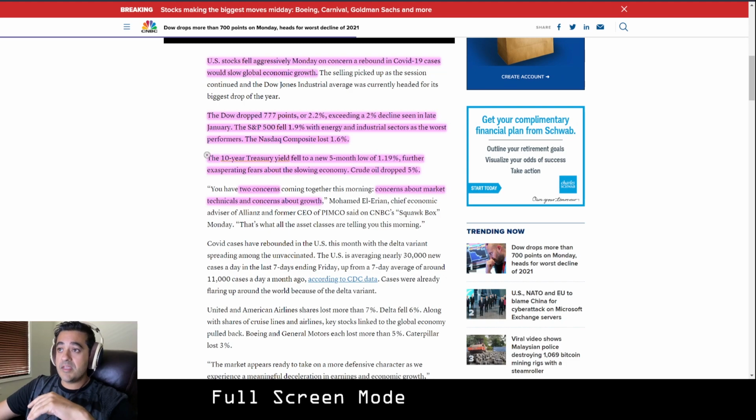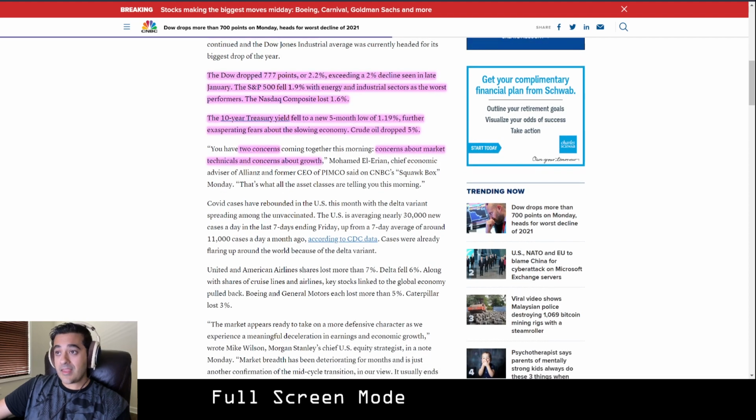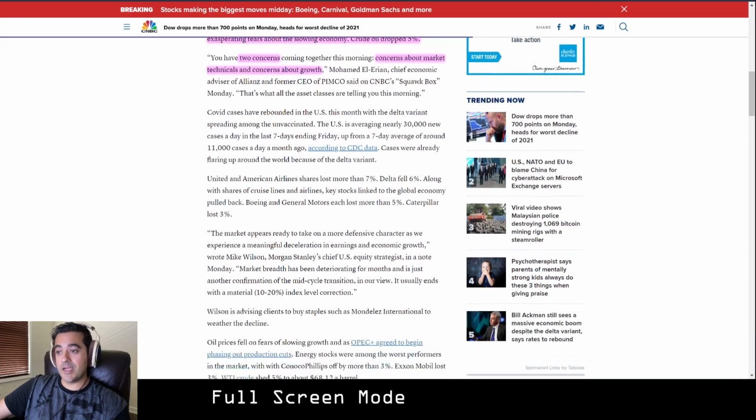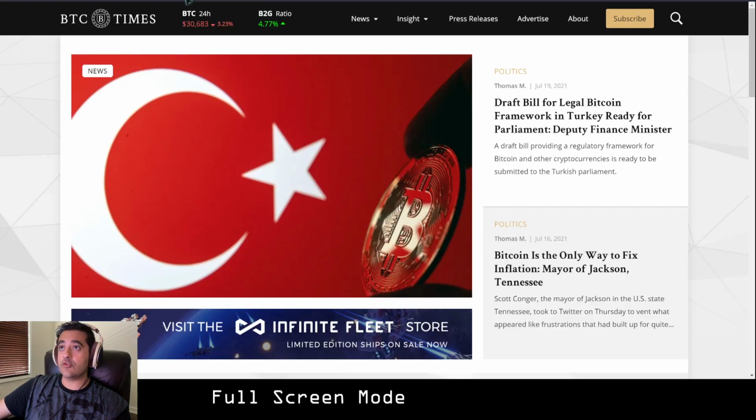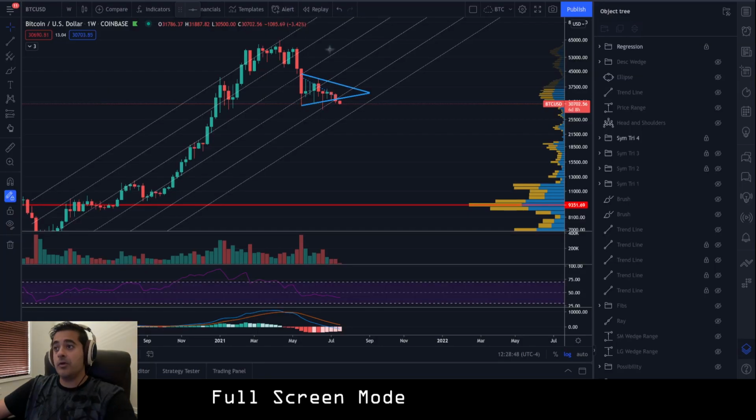It also says the S&P 500 fell 1.9% with energy and industrial sectors as the worst performers, and the Nasdaq Composite lost 1.6%. 10-year Treasury yields fell to a 5-month low of 1.19%, and that exacerbates fears about the slowing of the economy, and you had a 5% drop in crude oil. There are two major concerns coming together this morning, concerns about market technicals and concerns about growth. These are basically the most important parts of this article, and keep in mind this massive drop that we've seen with the Dow Jones correlates almost exactly with what we're seeing with Bitcoin.